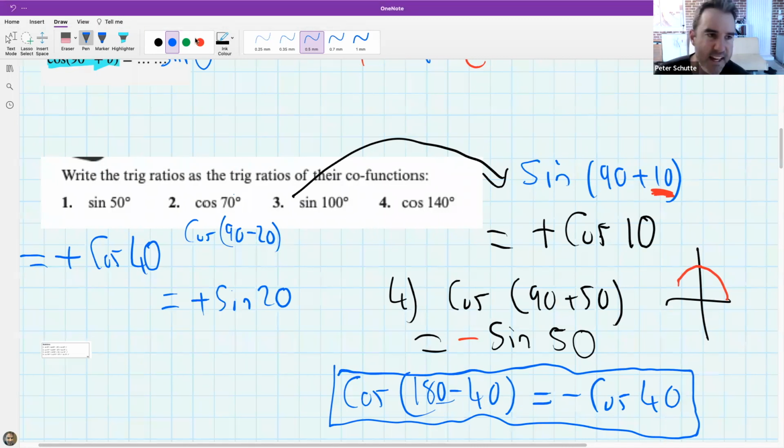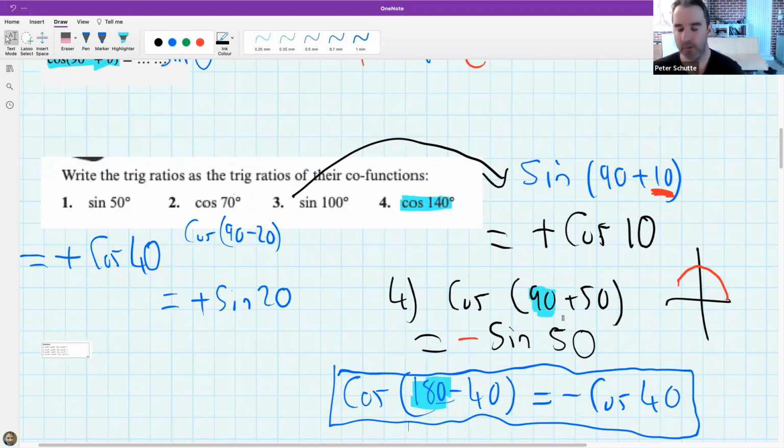So what I'm saying is, I've shown you 2 different ways to reduce the cos of 140. The one way is to use the vertical axis. And when I use the vertical axis, the cos changes to a sine. If I use the horizontal axis, the trig ratio involved stays the same. It's a cos and then a cos.